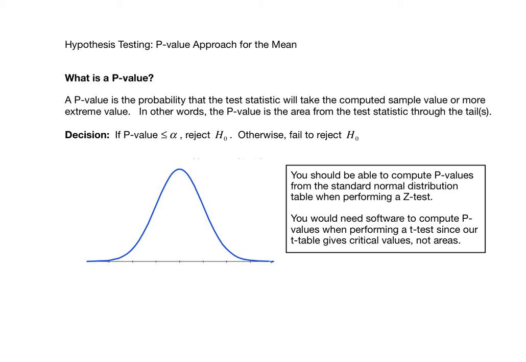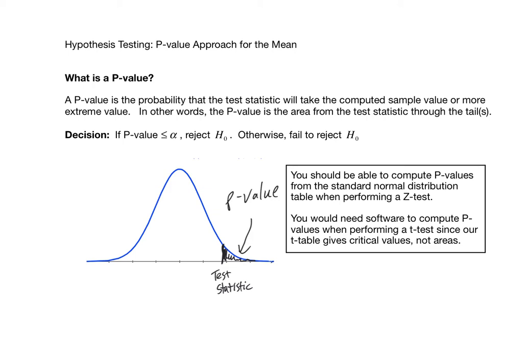So let's go through that, explain it a little bit more using this picture here. This could be either a t-distribution or a standard normal distribution. Let's suppose you're doing a right-tailed t or z test. You'd compute the test statistic, and let's say that's right here. Then the meaning of the p-value is the area from here out through the tail. This right here, that area would be the p-value.